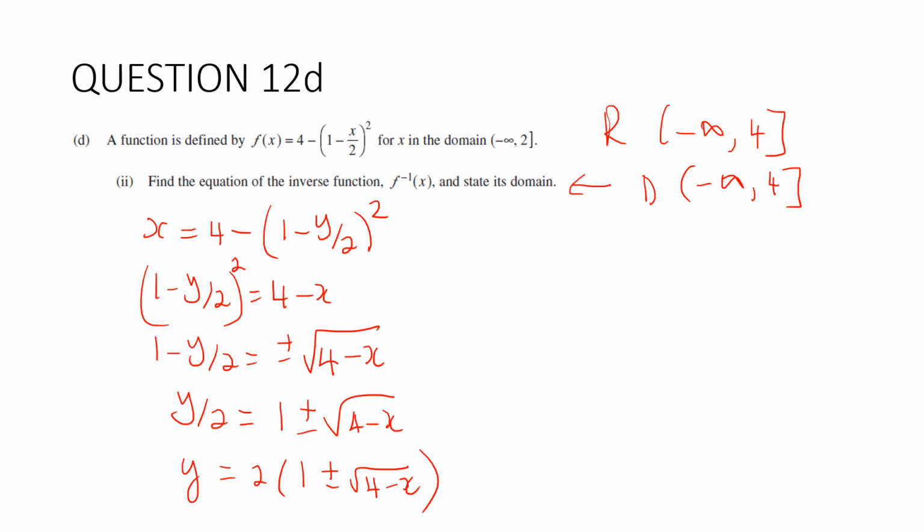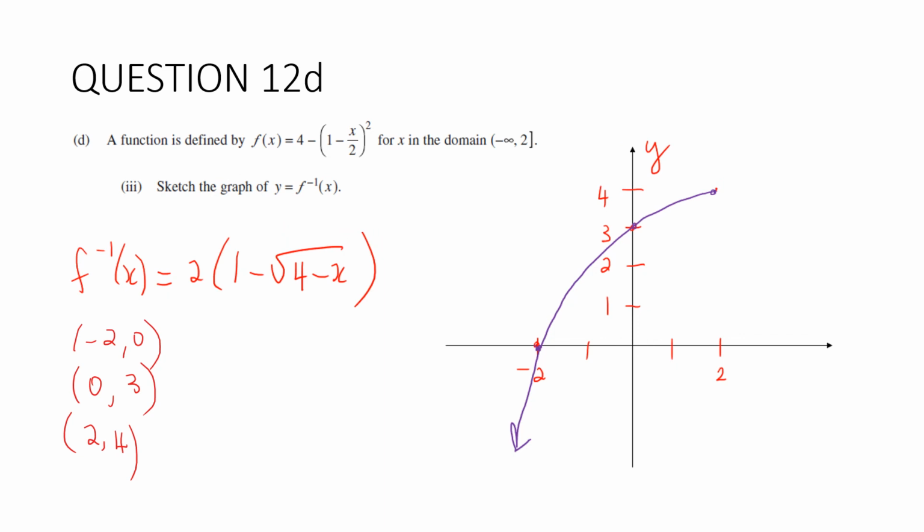Now we need to figure out whether it's going to be plus or minus in here, but because we're up to and including 4, we've got the negative numbers, we're going to want the negative. So f inverse x will be 2 times 1 minus the square root of 4 minus x.